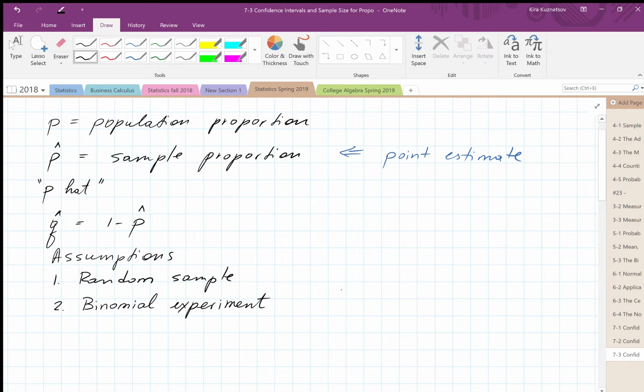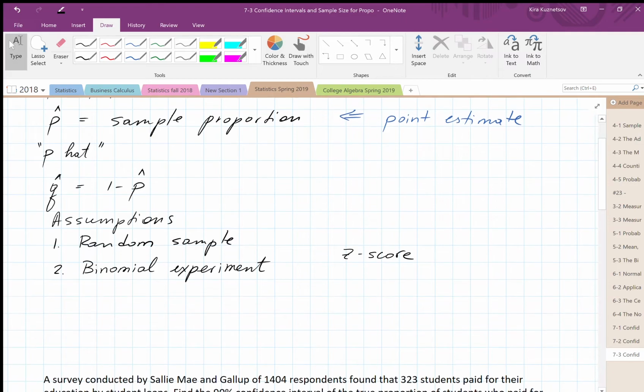So using a z-score is the reason why it's in this book, because chapter 7 is all about normal distribution. 7.1 uses a z distribution, standard normal distribution, to approximate means. 7.2 uses a t distribution, which is still normal distribution, to approximate the mean when the standard deviation is unknown. And this one is also using the standard normal distribution to approximate under two conditions, which must be checked every time you're doing this problem.